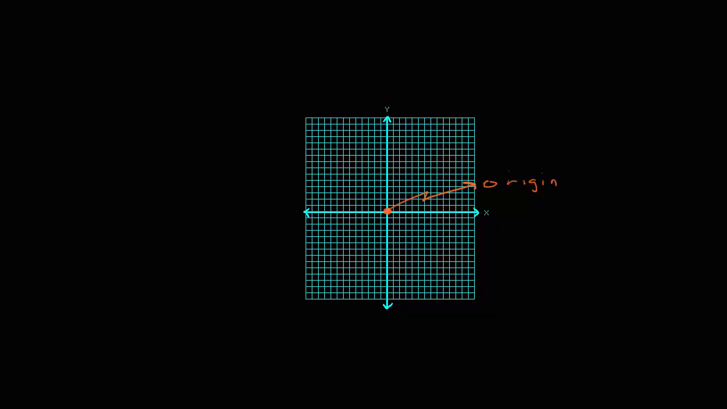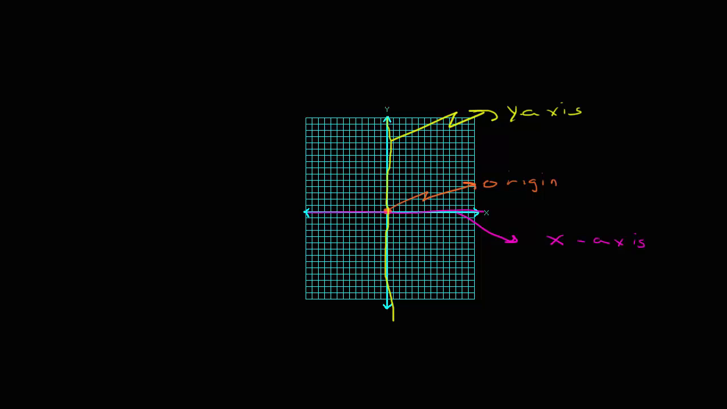The x-axis, the horizontal number line right there, that horizontal number line is called the x-axis. And the vertical number line, let's try that again. The vertical number line right there, that thing is called the y-axis.